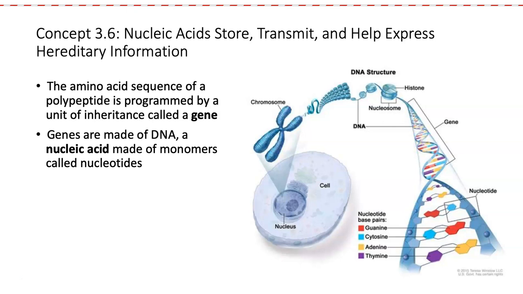Amino acid sequence of a polypeptide is absolutely determined by the inheritance of a specific region of DNA called a gene. Now, DNA is made up of lots of bits, but only the region called a gene is the region that will make a protein. So genes are made of DNA, and DNA is a nucleic acid, and we do have monomers of that nucleic acid called nucleotides.